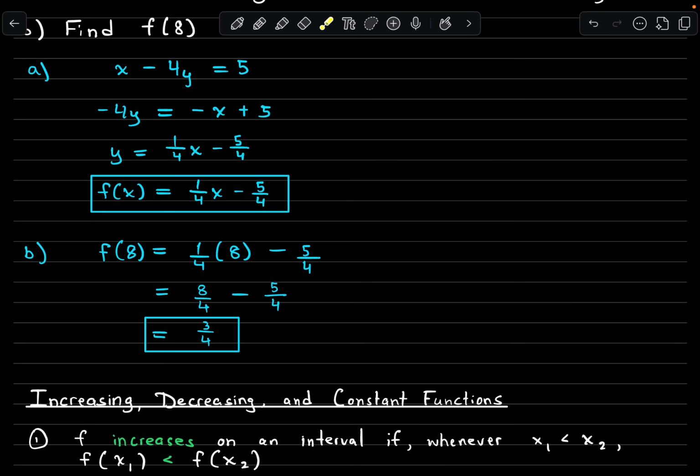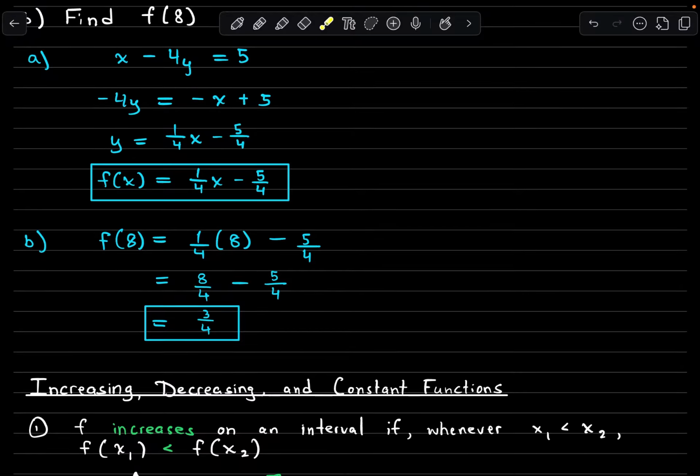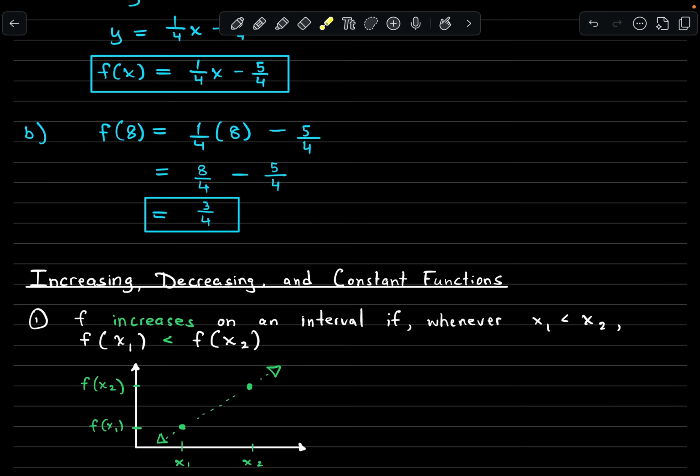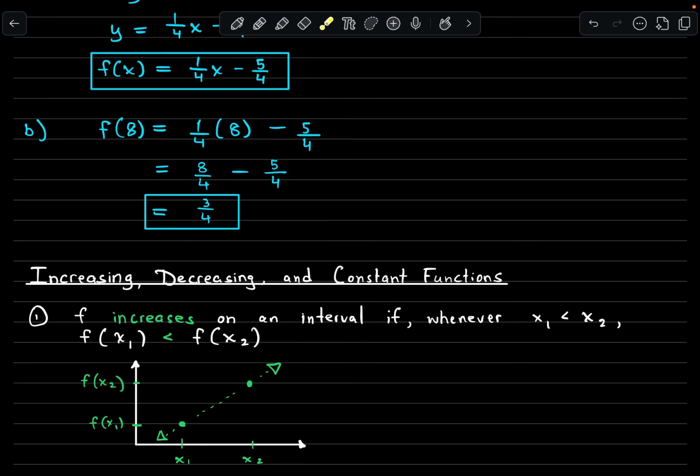So f is increasing on an interval if whenever x1 is less than x2, f of x1 is less than f of x2. So all this is saying is when we're going from left to right, so x1 is less than x2, the y value that goes with x1 is less than the y value that goes with x2. So as we go from left to right, our function is going up. And that's the definition of increasing.